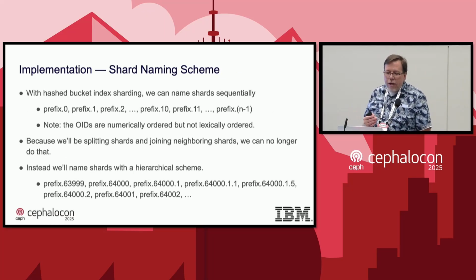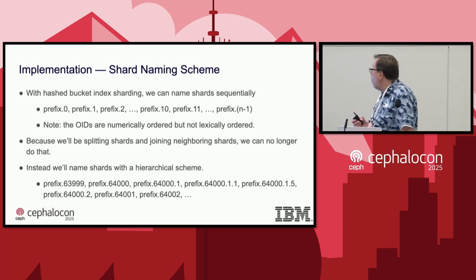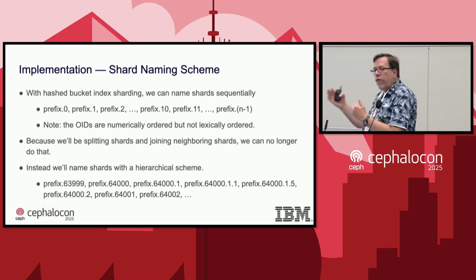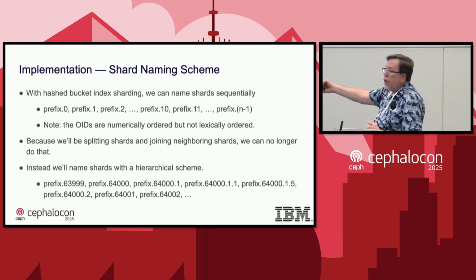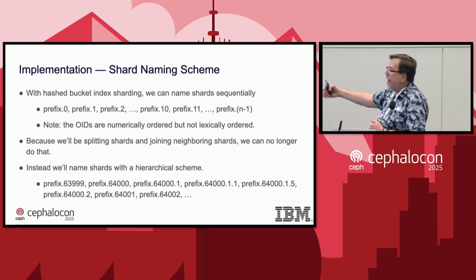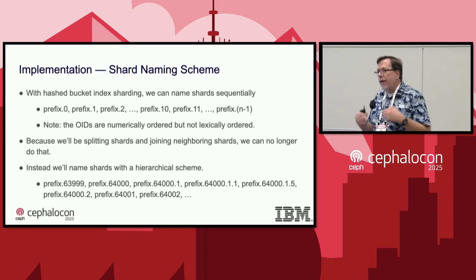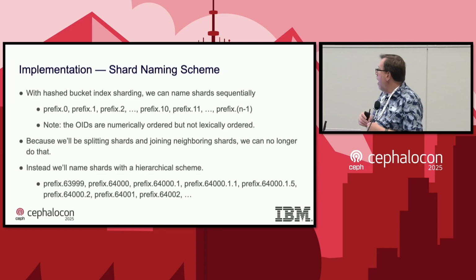Diving a little bit deeper into the shard naming scheme, with hash bucket indices, we simply have some sort of prefix, and we put .0 for the first shard, .1 for the second shard, all the way up to n-1. So all we have to know is the prefix and which shard number, and we can generate what the name of that object is.